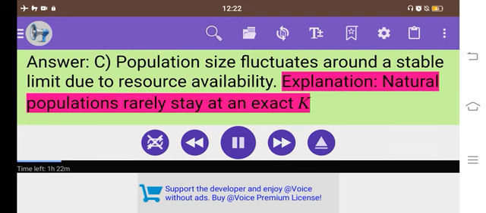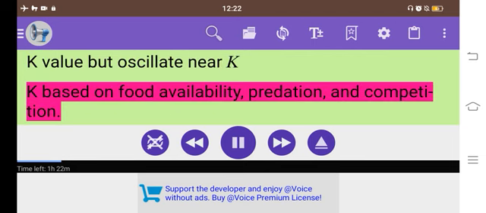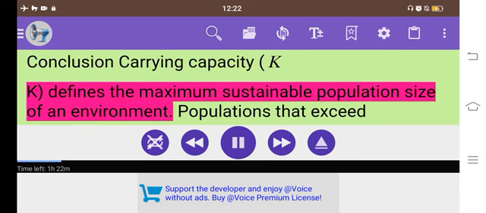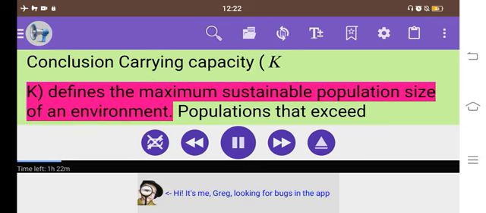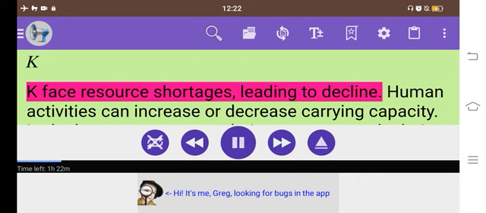Explanation: natural populations rarely stay at an exact K value but oscillate near K, based on food availability, predation, and competition. Conclusion: carrying capacity K defines the maximum sustainable population size of an environment. Populations that exceed K face resource shortages, leading to decline.